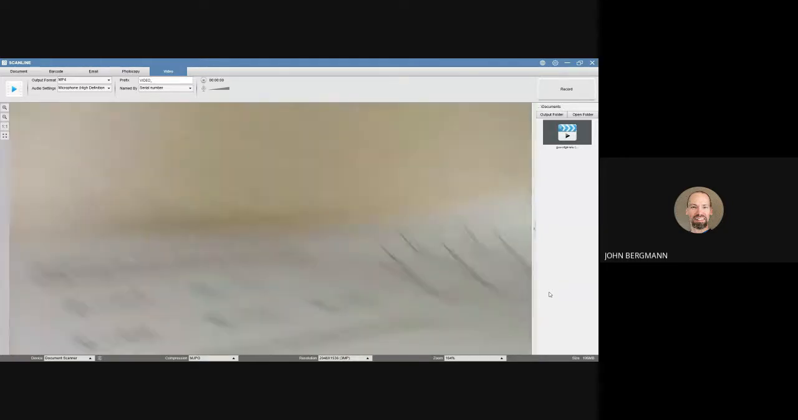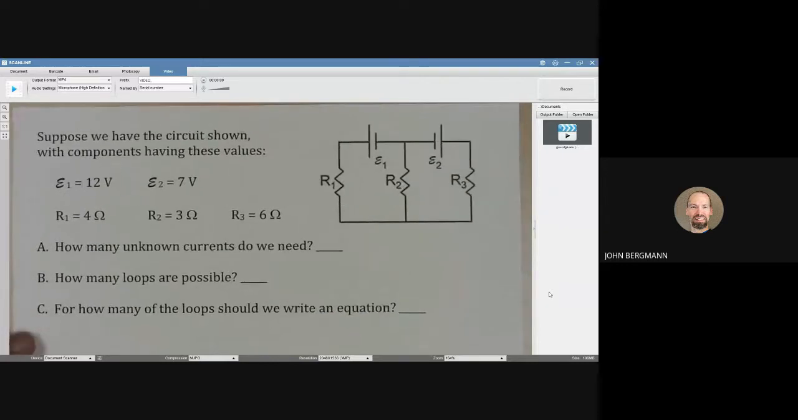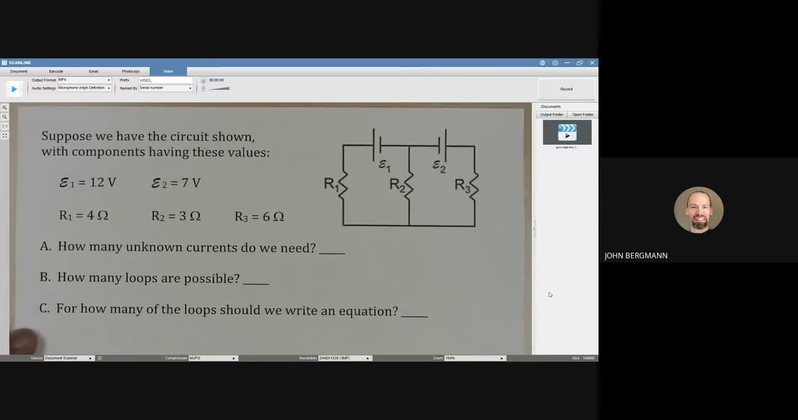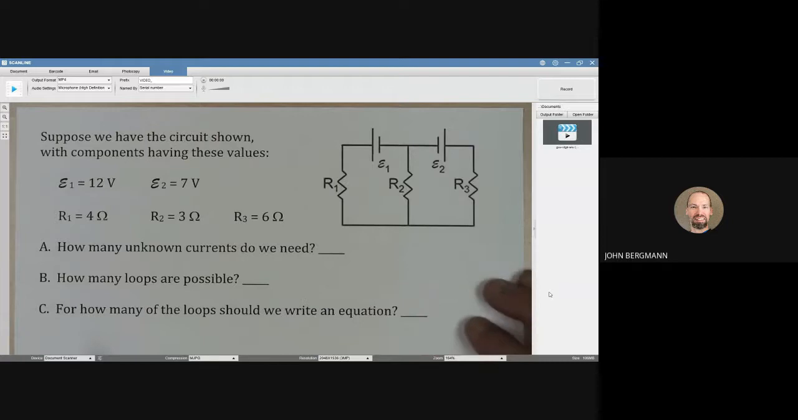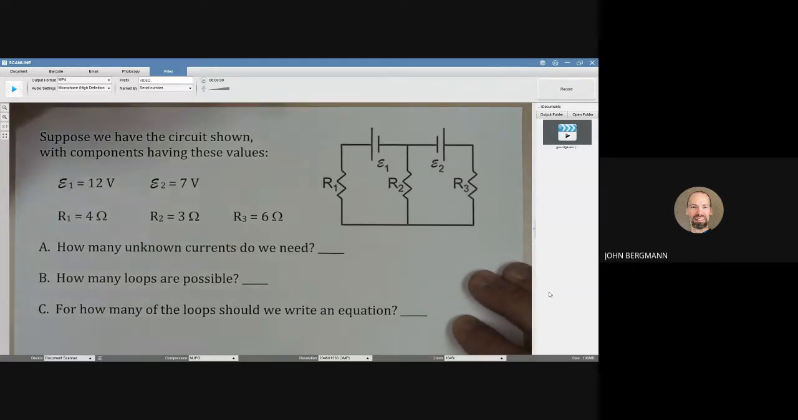So let's look at this circuit. We won't solve it in this video. We'll solve it in the next video. We'll just lay out how we need to go about it here. Here's our circuit. We have two batteries, and we have three resistors. How many unknown currents do we need in order to solve this? What we're going to do is just start putting some unknown currents in here.